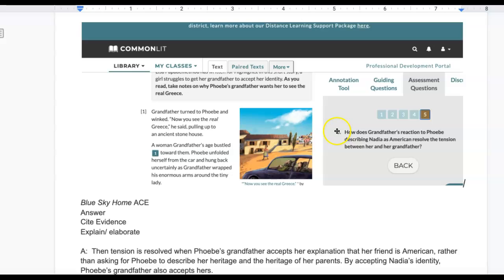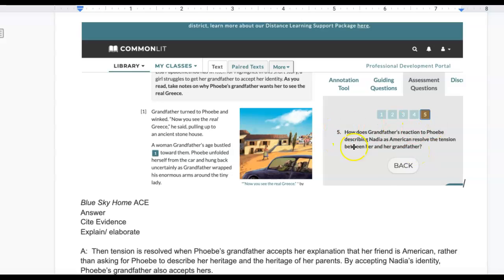So question 5, the one you didn't have to answer yet, was, how does grandfather's reaction to Phoebe describing Nadia as American resolve the tension between her and her grandfather? How does grandfather's reaction to Phoebe describing Nadia as American resolve the tension between her and her grandfather?